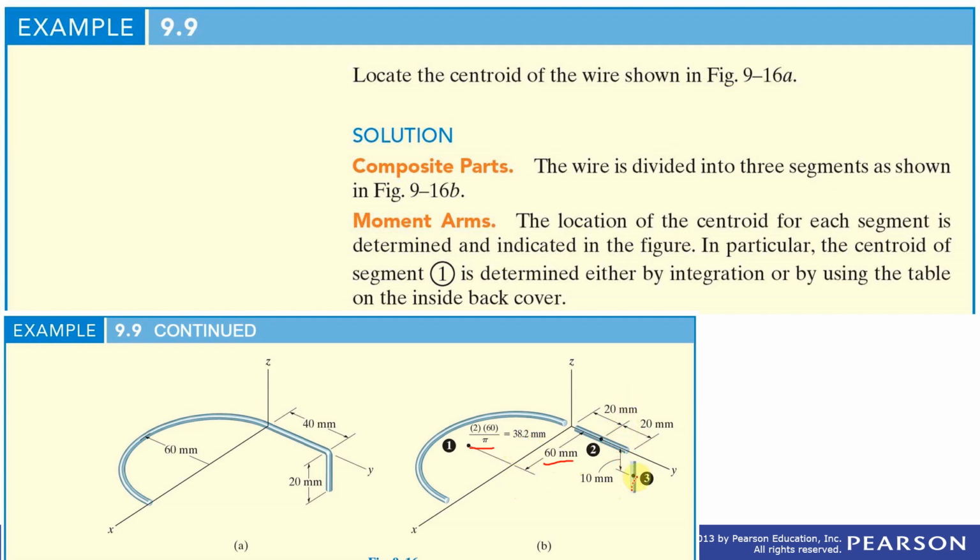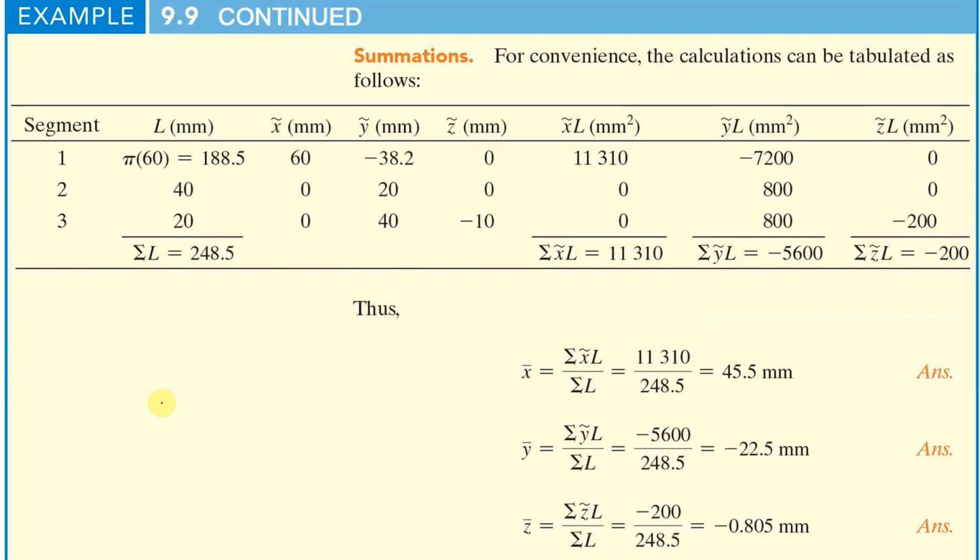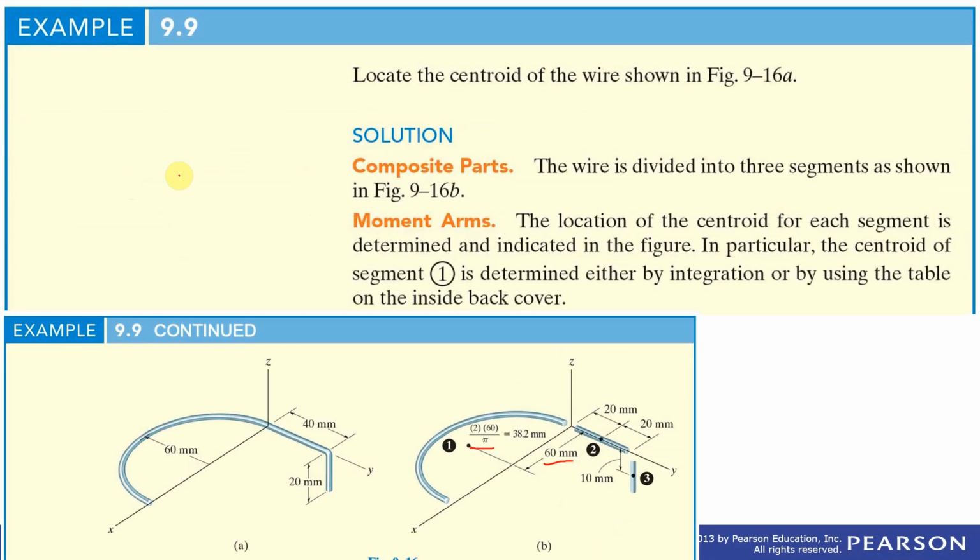This centroid's at 20 millimeters. This centroid's at 10 millimeters. They're all equal mass wires, so we can take the length. Now, it does help to set things up like in an Excel spreadsheet, and the book is going to show you that. So length 1 is pi times 60. It's just the length of this arc.